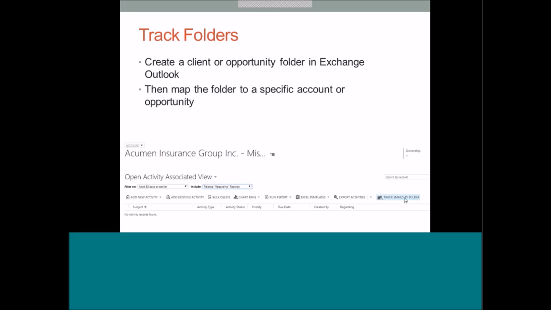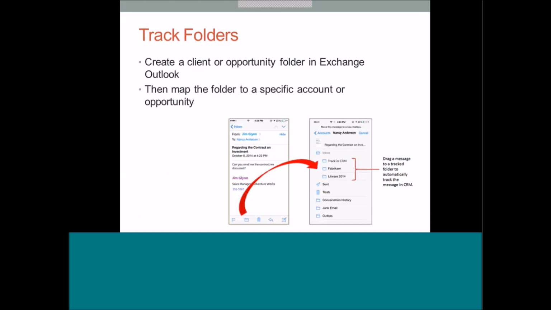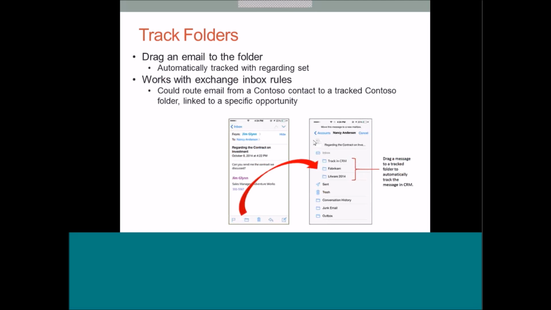So let's say I have an Exchange folder called Acumen Insurance. I'm going to map it to this account in CRM. And then whenever I drag an email into that folder, it automatically tracks it with that regarding set. So the user now only has to drag the email into the folder. They don't have to, in the old version, press track in CRM and then set the regarding. And this works with Exchange inbox rules, so it does require Exchange.